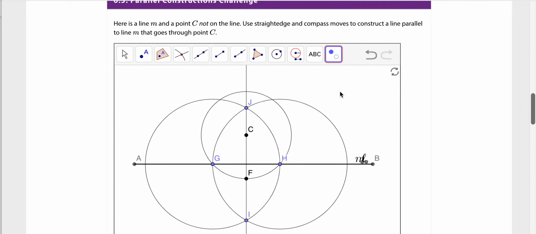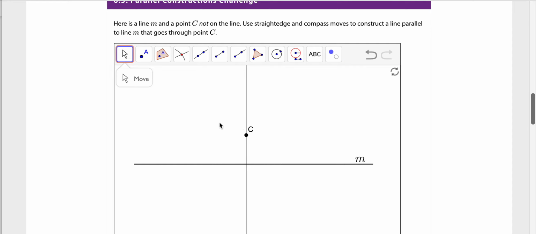Now, just to show you more simply what's happening, I'm going to hide all of the circles and points that I've made so far so that we just have the line M that was given to us, the point C that was given to us, and my new perpendicular line that we just did in the last problem. So what we're going to do now is repeat the process where we make a line perpendicular to this new line that I've added. And if you can visualize it, that will be parallel to line M.